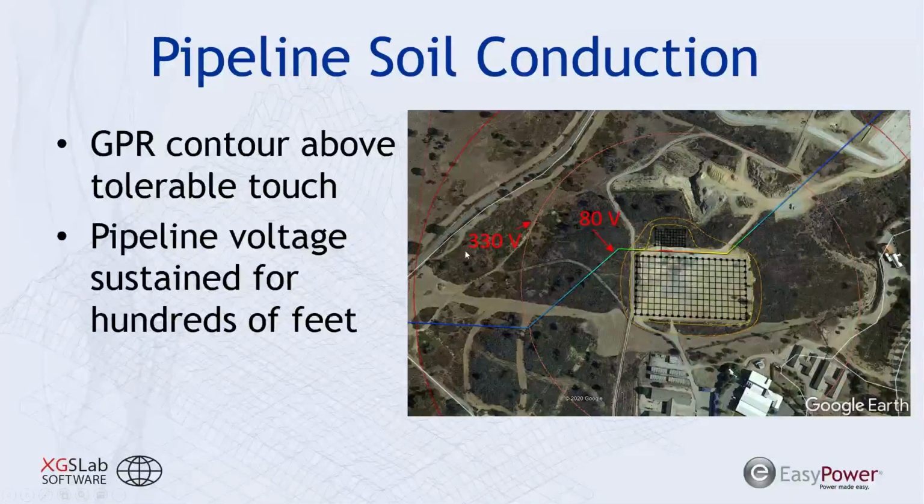Now the reason I'm plotting the 330 volt contour is that my touch voltage, the compliance limit for that over native soil, is approximately 250 volts. So noting the difference between the pipeline and the soil, I will know that any appurtenance for this pipeline within my 330 volt contour could result in hazardous touch voltages.